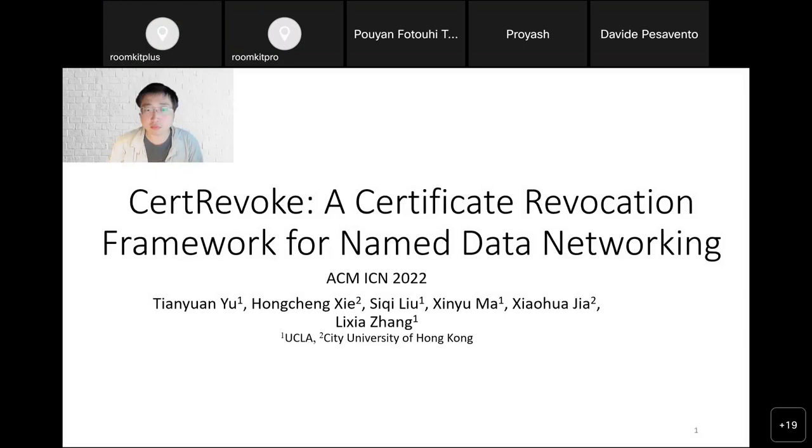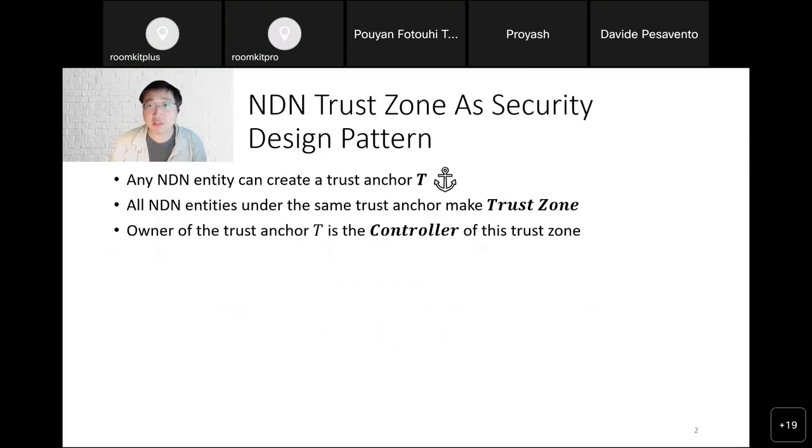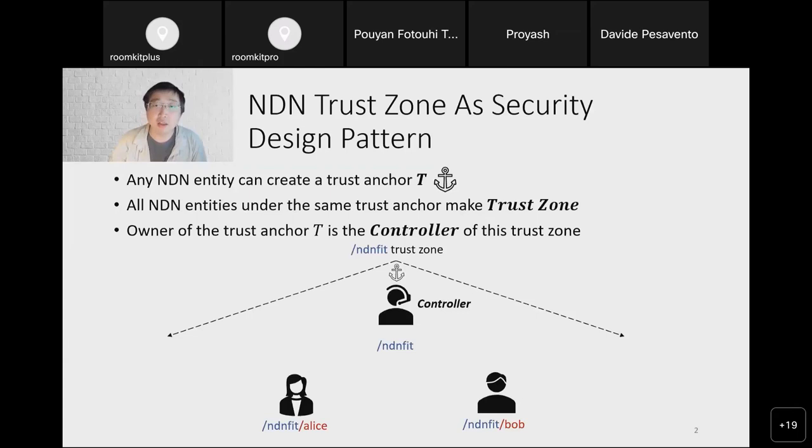Recently, the model of NDN trust zone was proposed and has become a security design pattern. In the trust zone model, any NDN entity can create a trust anchor, and all entities under the same trust anchor make a trust zone. Then the owner of the trust anchor T is the controller of this trust zone. For example, here is an application, /ndn/feed. It has its own trust zone, and we have three entities inside: NDN feed controller, Alice, and Bob.